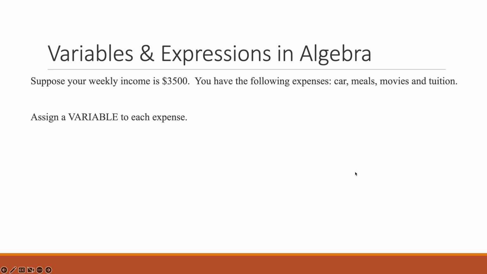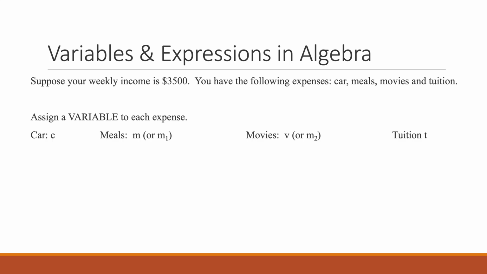Suppose your weekly income is $3,500. You have the following expenses: cars, meals, movies, and tuition. Assign a variable to each expense. Please remember, stop and start. It helps me save memory, and YouTube save memory when I post these videos. So every time I say to do a question, pause the screen in front of you, do the question, and then start it back up again.